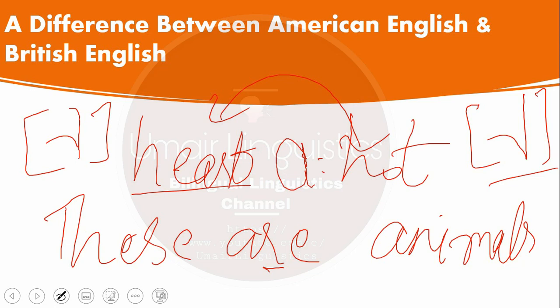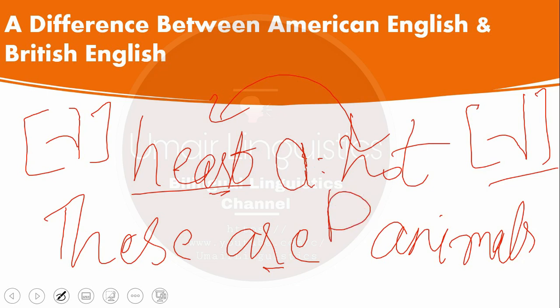But for British English speakers, because R is not pronounced in heart, because there is no vowel after R, they usually differentiate these two words by the vowel quality as well. So for example, for heart they use this vowel, and for hot they use this vowel.